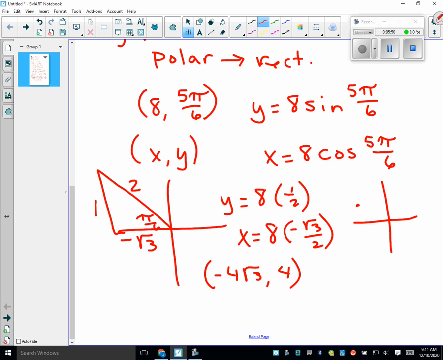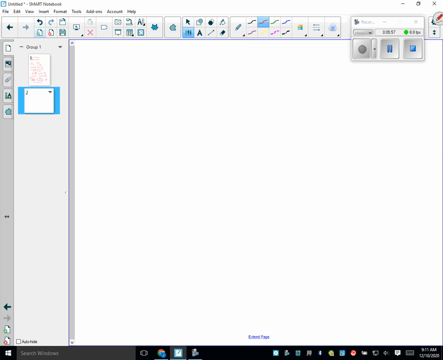Can we do another problem? Yes. This is definitely the easy part, because going from rectangular to polar is a little more thinking. You are correct. I'm trying to make us draw a different triangle.